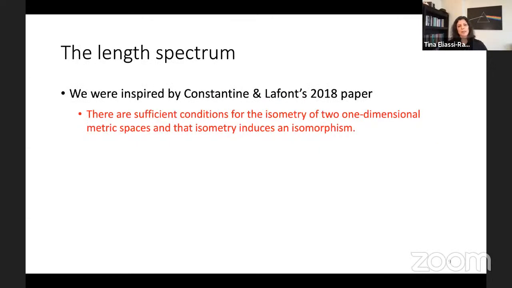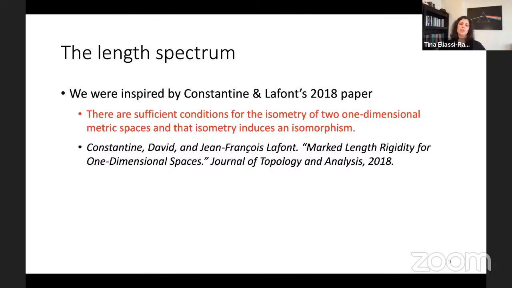We were inspired by a 2018 paper by Constantine and Lafont that was published in the Journal of Topology and Analysis, where they showed that there are sufficient conditions for the isometry of two one-dimensional metric spaces, and that isometry will induce an isomorphism. For those of you who don't know about metric spaces, think about a space where you have elements and a distance function. So for example, for a graph, the nodes in a graph are its elements, and then you can have a distance like shortest path.